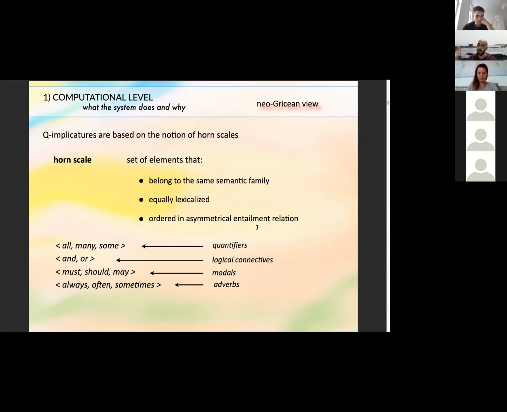Adverbs. "I sometimes go to the cinema" doesn't mean you always go to the cinema. In fact, it means that you don't always go to the cinema.